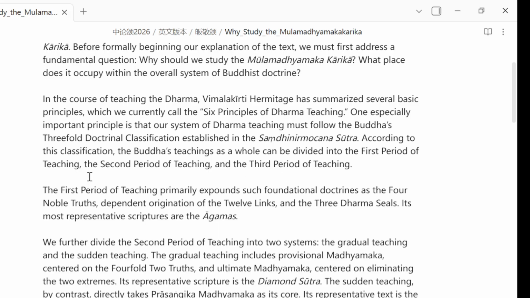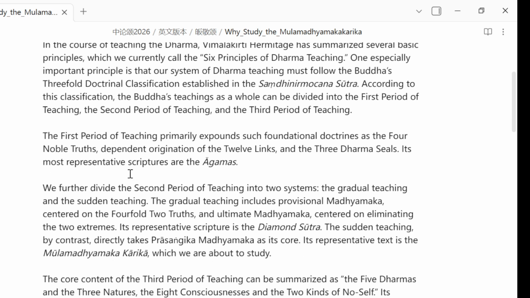According to this classification, the Buddha's teachings as a whole can be divided into the first period of teaching, the second period of teaching, and the third period of teaching. The first period of teaching primarily expounds such foundational doctrines as the 4 noble truths, the origination of the 12 links, and the 3 Dharma seals.